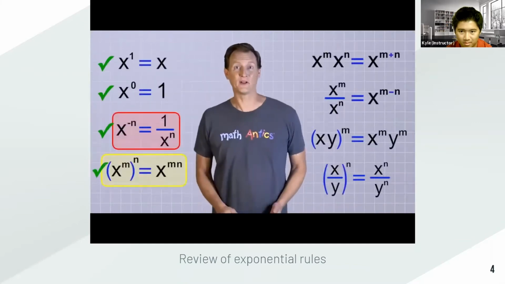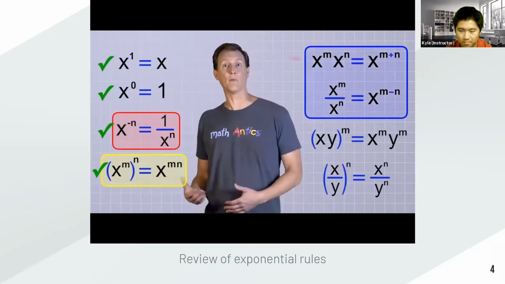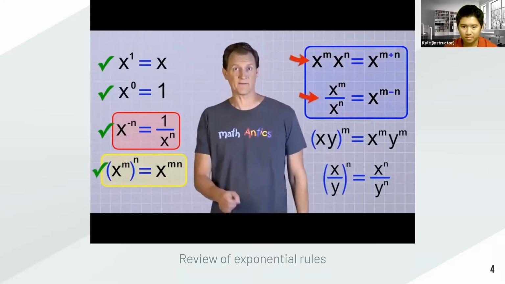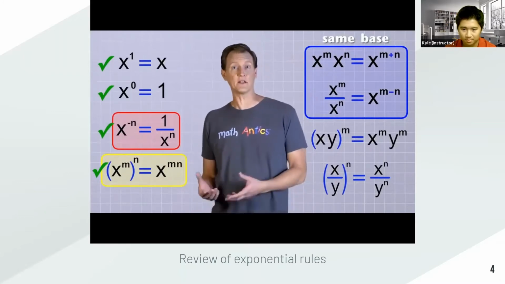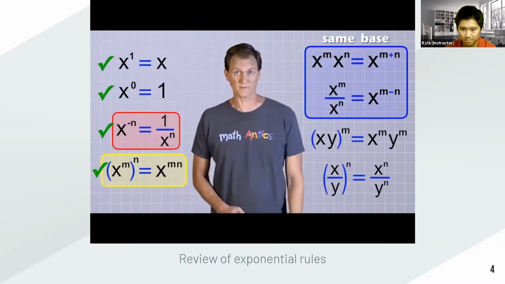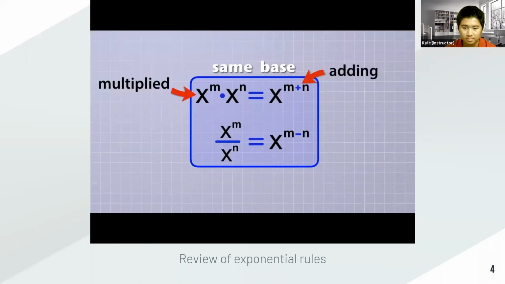Okay, we're halfway through our list of laws, and we're going to look at the next two as a set because they tell us how we can multiply and divide expressions that have the same base. And that's important because we couldn't simplify them to have a single exponent if the bases were different. The first law says that if we have the base x with exponent m being multiplied by the same base x with exponent n, we can combine them simply by adding the exponents together.